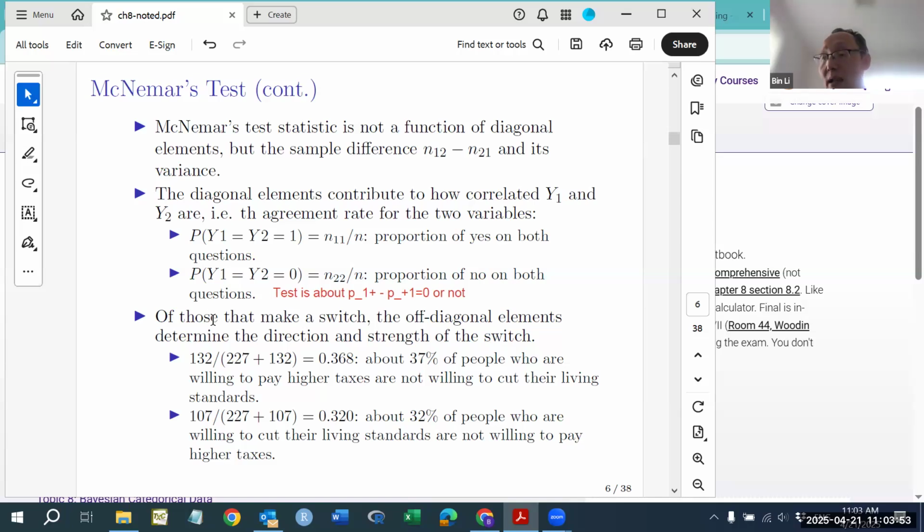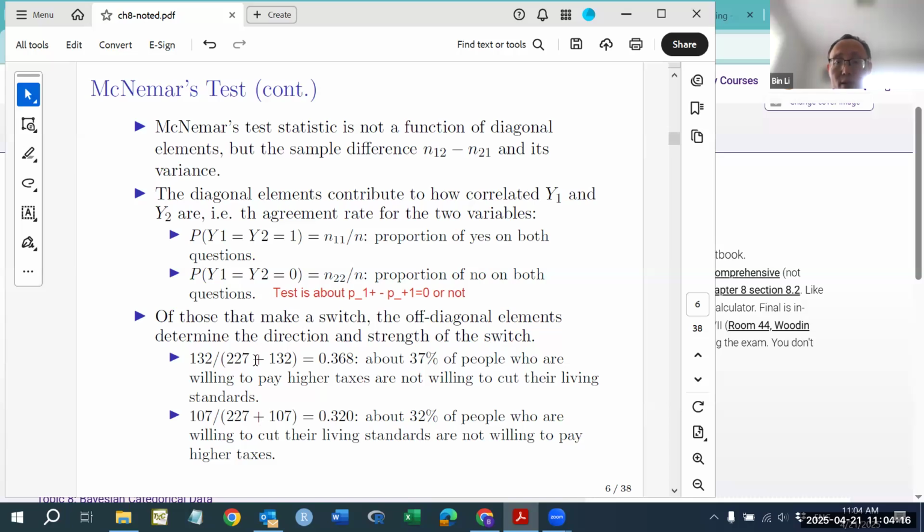Okay, so if you are familiar with sufficient statistics, if you are taking our statistics theory courses, you should know that n12, n21, these are the sufficient statistics for the McNemar test and for the confidence intervals.